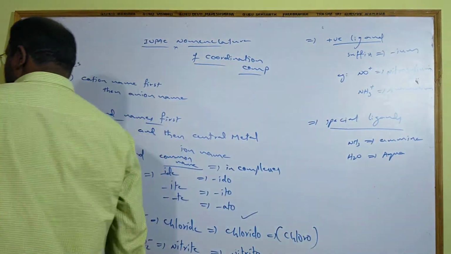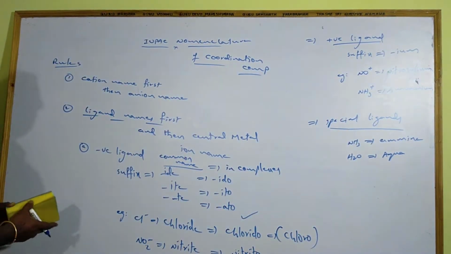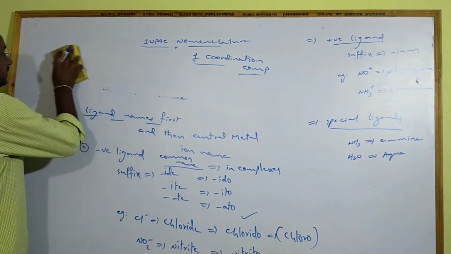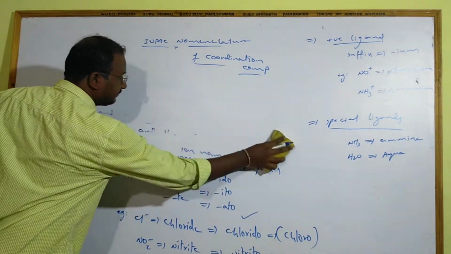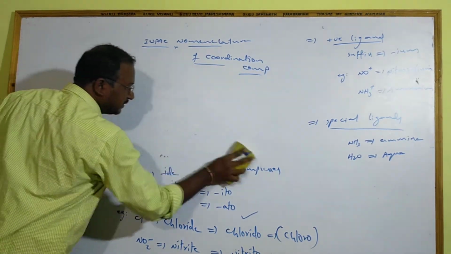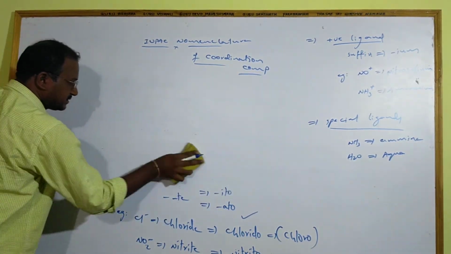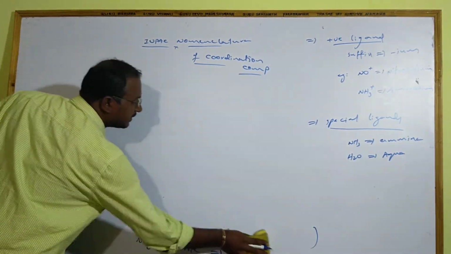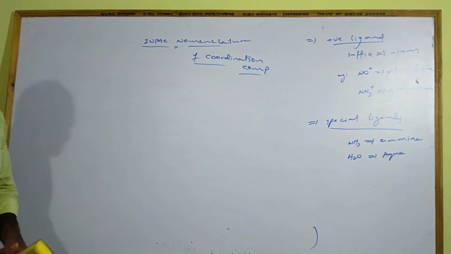This is the second rule. To write the names of the ligands, we have to follow these rules. Next I am saying the third rule. After saying this rule, let's go for the examples, because first you should know these rules.